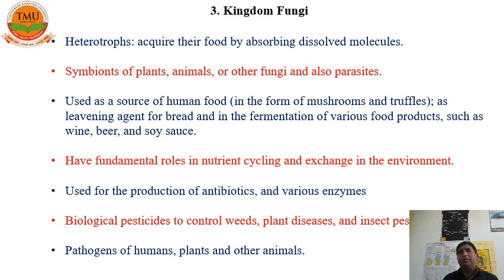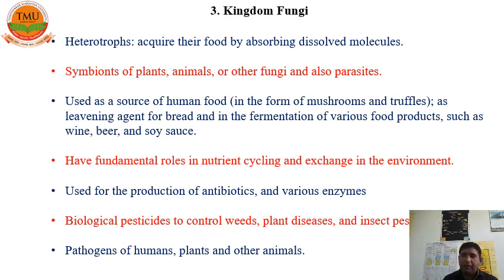They are also a source of human food like mushrooms and truffles. Several types of fungi, particularly yeasts, are used as leavening agents for bread and fermentations. Many types of fungi are helpful in making beer, wine, and soy sauce, and their importance in nutrient cycling is great. They are also used for production of antibiotics and various types of enzymes.